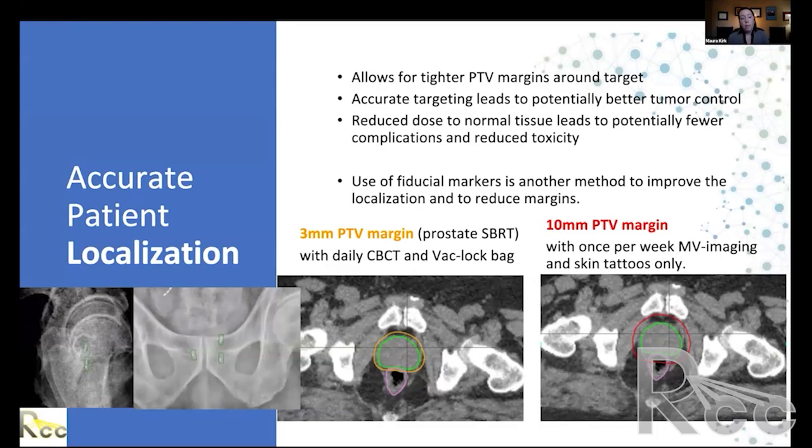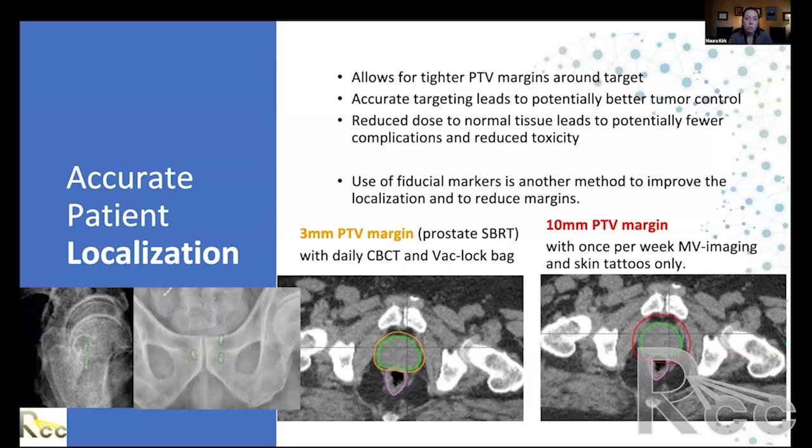So why do we care about accurate patient localization? When we can line up the patient well, this allows us to use tighter margins for our PTV around the target. So we can reduce the size of the field that we're treating if we know exactly where we want to treat. Accurate targeting can lead to potentially better tumor control if you're confident you are not missing parts of the target and that you're really positioning the patient well at isocenter.